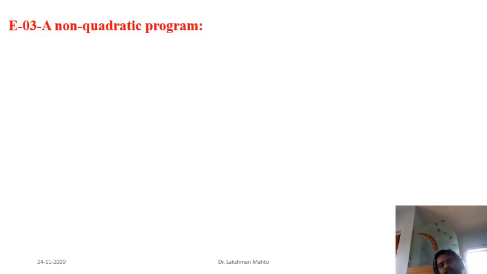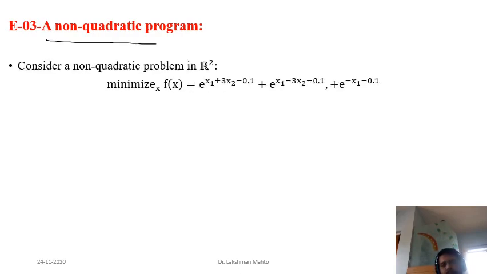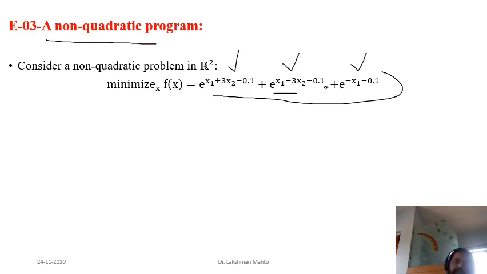Another problem I have taken here is a non-quadratic problem. For example, e to the power x1 plus 3 x2 minus 0.1, the second term is e to the power x1 minus 3 x2 minus 0.1, and the last term is e to the power minus x1 minus 0.1. There is no issue with the convexity of this function. The first part is convex, the second part is convex, and the third part is also exponential, so it is convex. So overall, the objective function is convex.